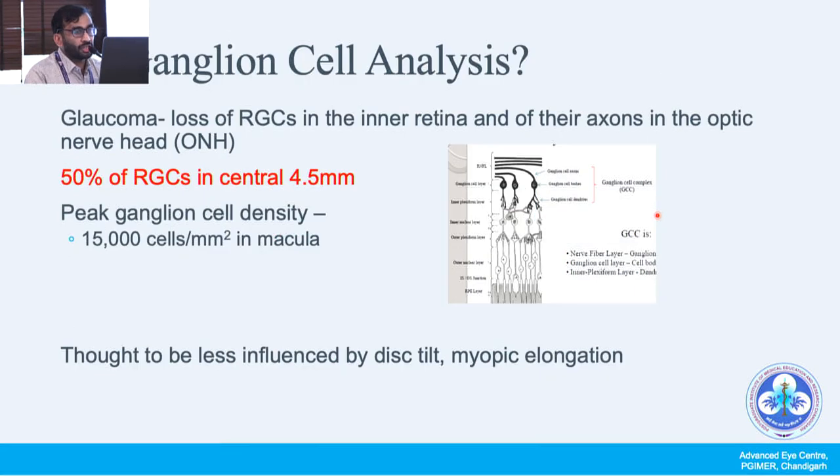And the GCC, why is GCC important? Because 50% of your RGC stay within 4.5 millimeter of the center. So the RGC is very important, and it's thought to be less influenced by the tilted disc or myopic elongation. So GCC is now also part of OCT evaluation, which is more relevant recently.